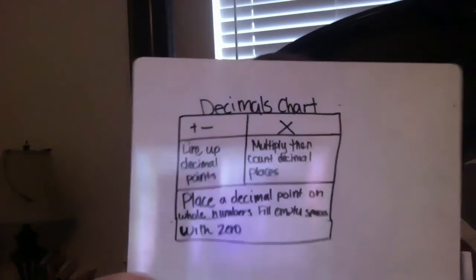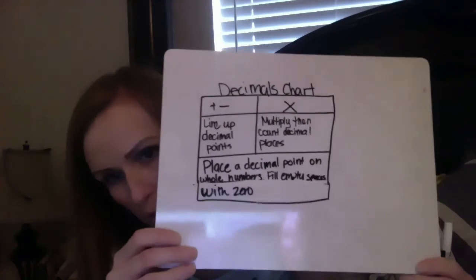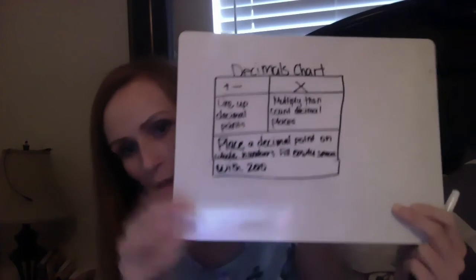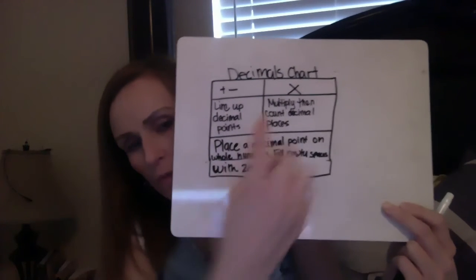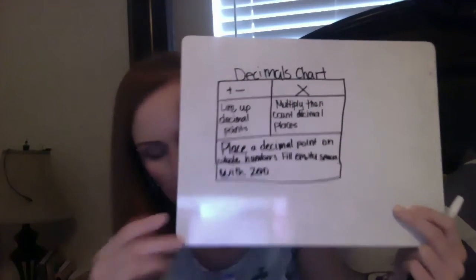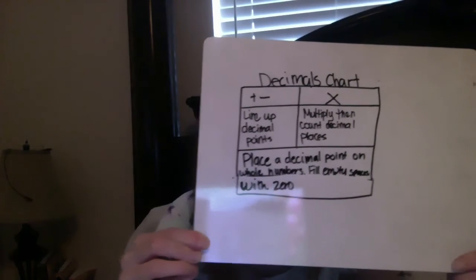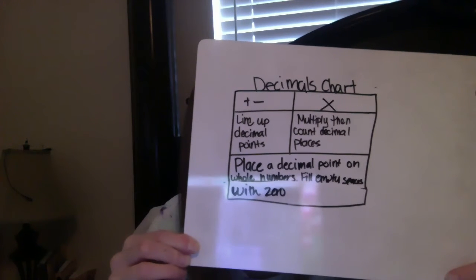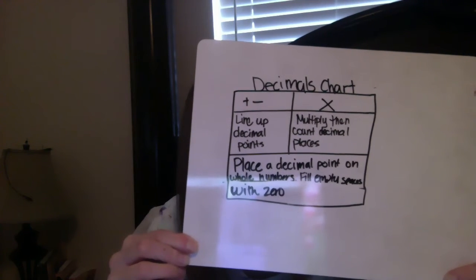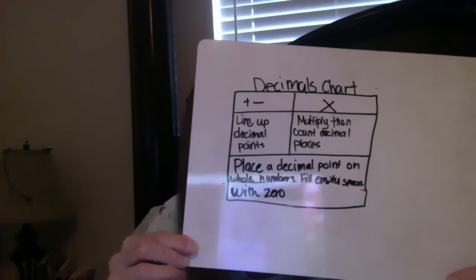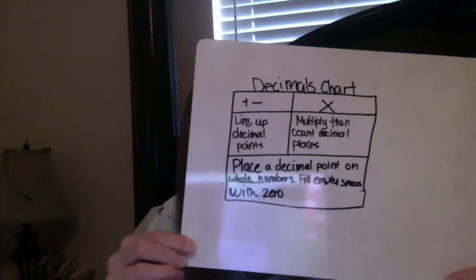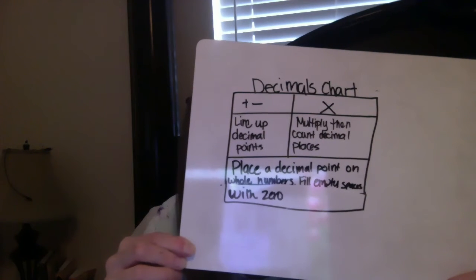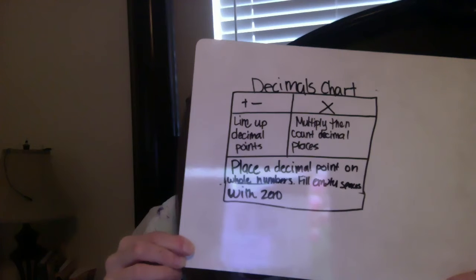So you can see if you're adding or subtracting, you line up the decimal points. They have to be lined up in order to add and subtract. So you would follow this from here to here. If you're multiplying, then you follow from here to here. So adding or subtracting, you line up the decimal points, and then after you've added or subtracted, you place a decimal point on whole numbers, fill in empty spaces with 0. To do multiplication, you multiply them, then you count decimal places. And after that, you place a decimal point on whole numbers, fill in empty places with 0.